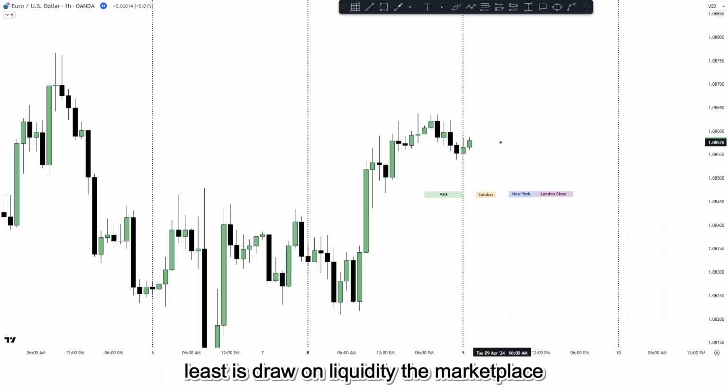Last step but not least is draw on liquidity. The marketplace seeks two things: liquidity and inefficiency. So as we're coming into the marketplace, we want to mark out any PD arrays where we can expect either a reversal to take place or a continuation of a prior move, as well as support or resistance levels where you can anticipate the market to reach into. And second is liquidity. For liquidity, we expect either a reversal after that liquidity pool has been swept, as well as a level, either old highs or old lows, where the market is reaching into.